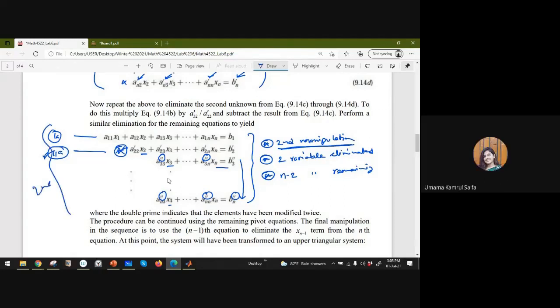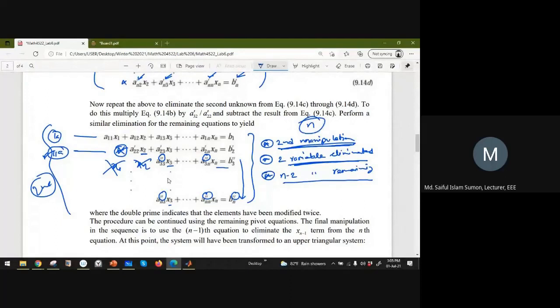Yes, sir. Very good. So second manipulation means two variables will be removed. You can see x1 has been removed, x2 has been removed. And how many variables will then remain? As there are n variables and two variables have been removed, n minus 2. Very good.